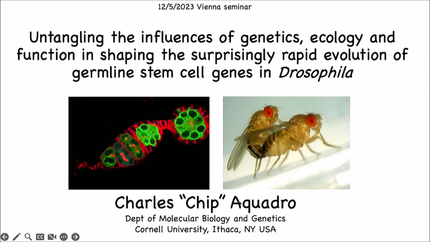But I want to talk particularly about untangling the influence of genetics, ecology and function in shaping the very rapid, surprisingly rapid evolution of a particular set of genes that are absolutely essential, because these are the genes that control the production of gametes. No gametes, no reproduction, end of species.